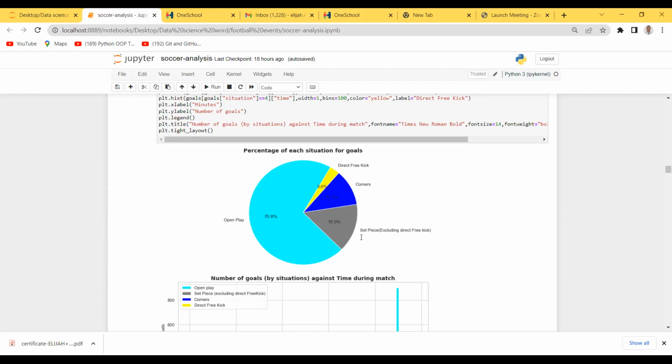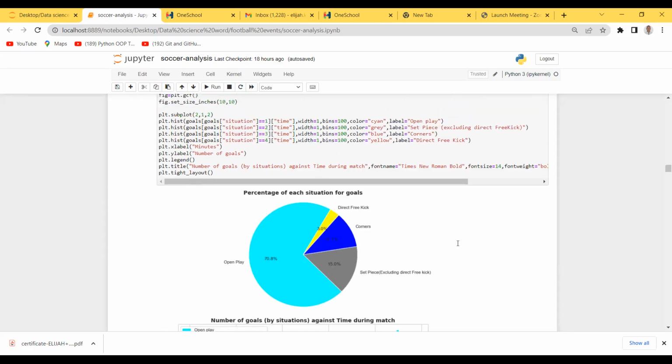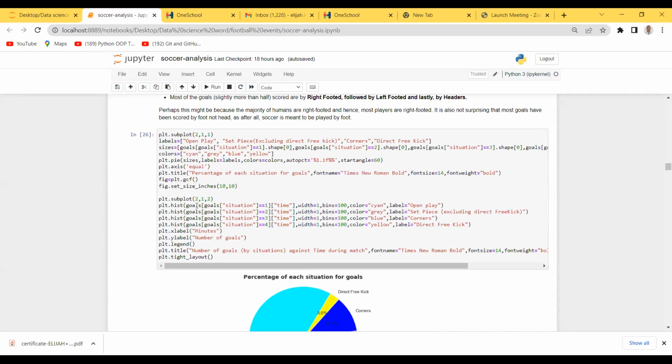Perhaps, Omar, you can remind me what a set piece meant. Someone was trying to explain set piece. Set piece is when there is a foul and it's not a direct shot. One player shoots it to someone, and then the other player makes the goal. Yeah. Okay.